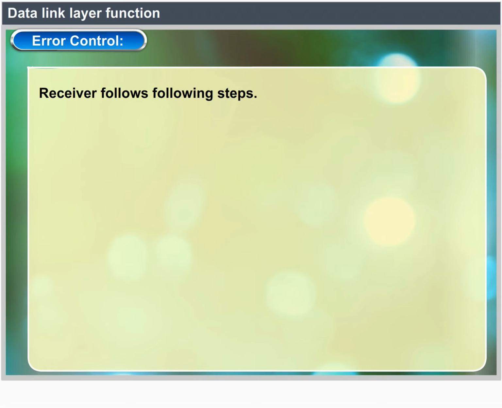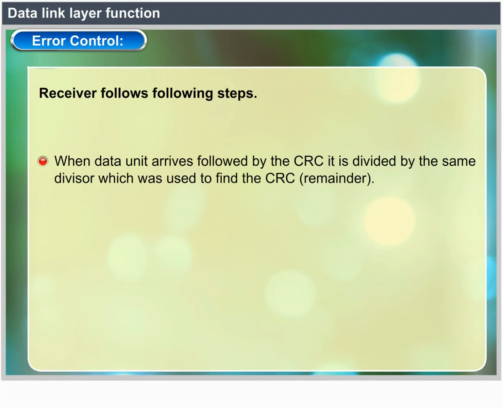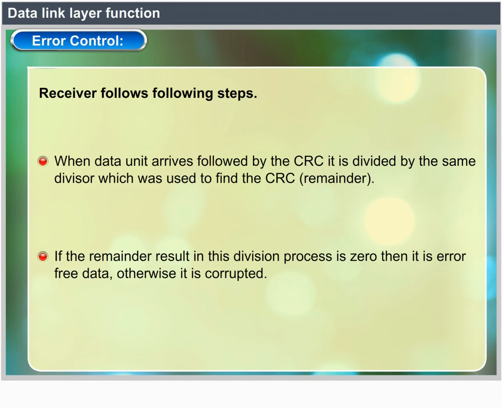The receiver follows these steps. When the data unit arrives followed by the CRC, it is divided by the same divisor which was used to find the CRC remainder. If the remainder in this division process is 0, then it is error-free data, otherwise it is corrupted.